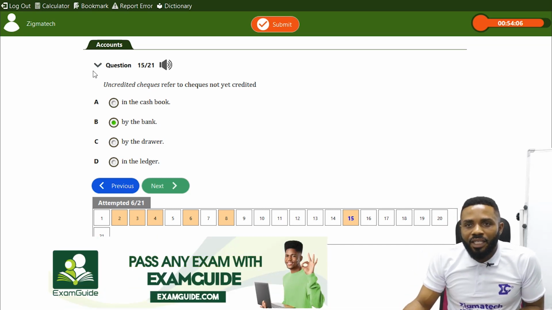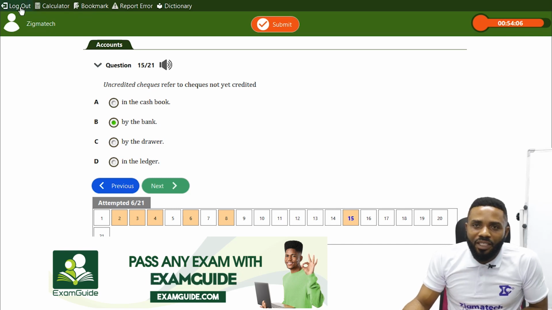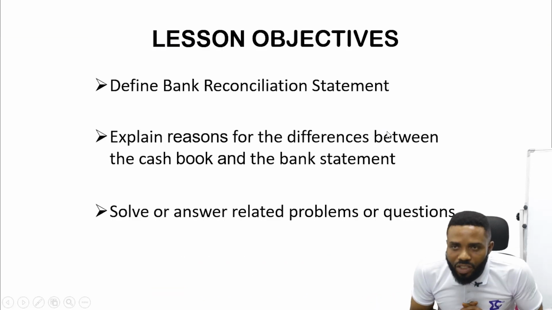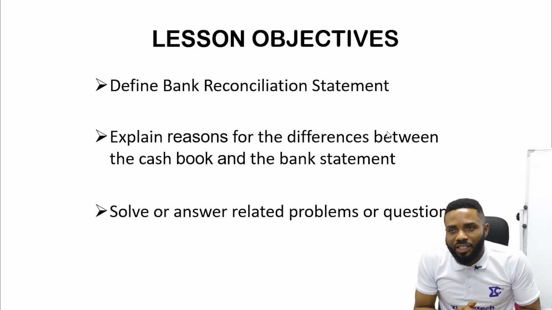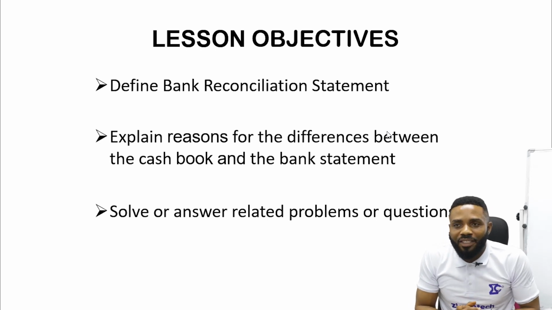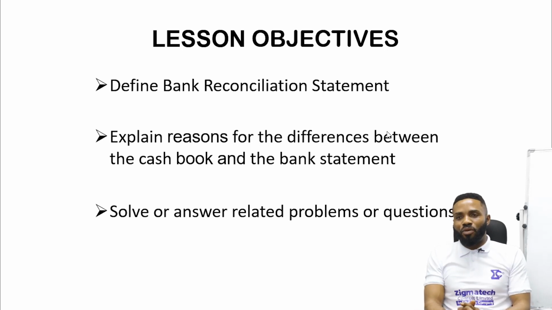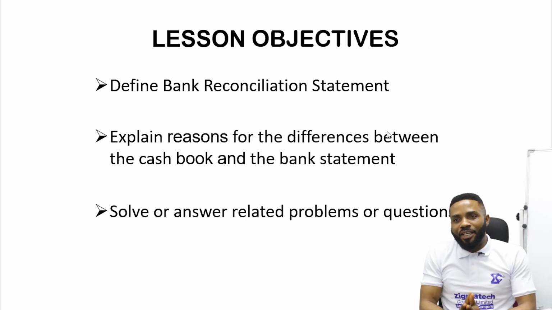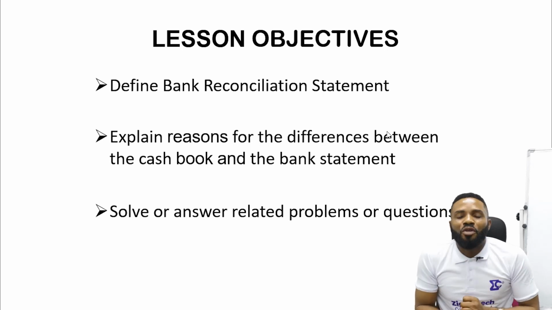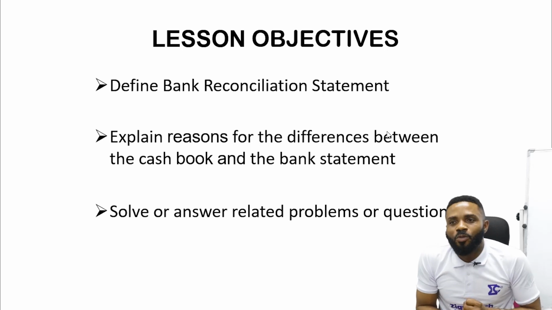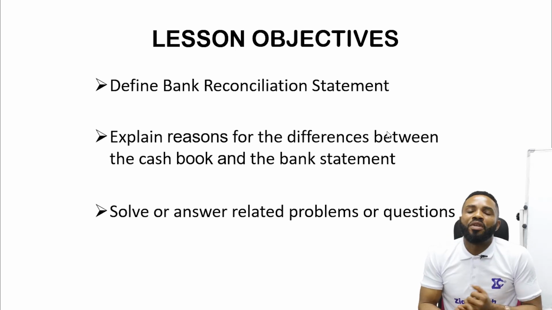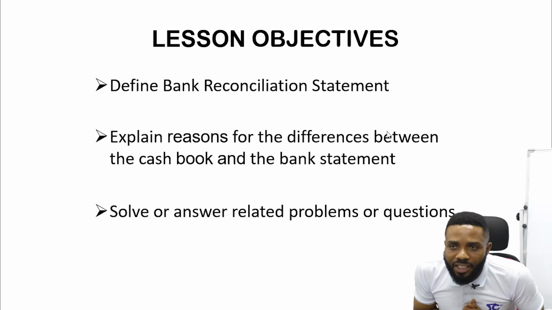We have said that we will define bank reconciliation statement, explain reasons for the differences between the cash book and the bank statement, and then solve related problems. So far, I am very sure that at this point, you'll be able to define bank reconciliation statement, and you'll be able to explain the reasons for the difference between the cash book and the bank statement. And then we've been able to look at some related questions.